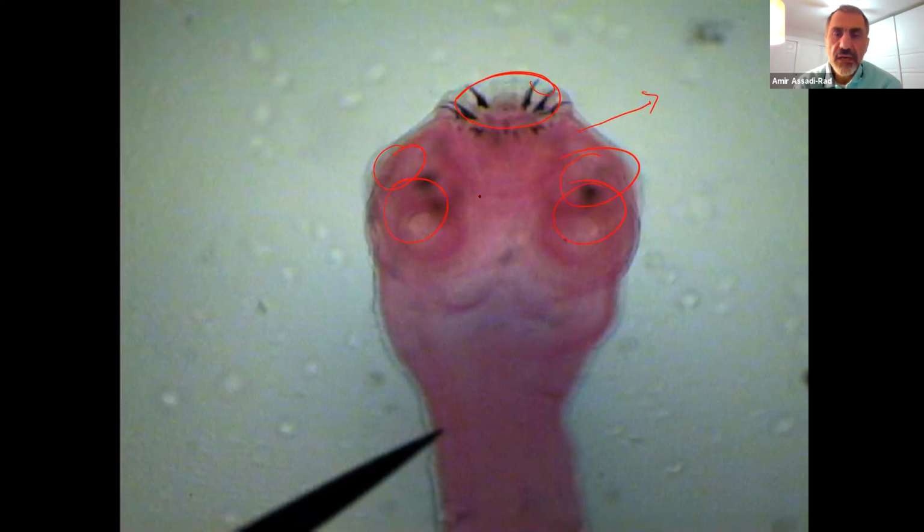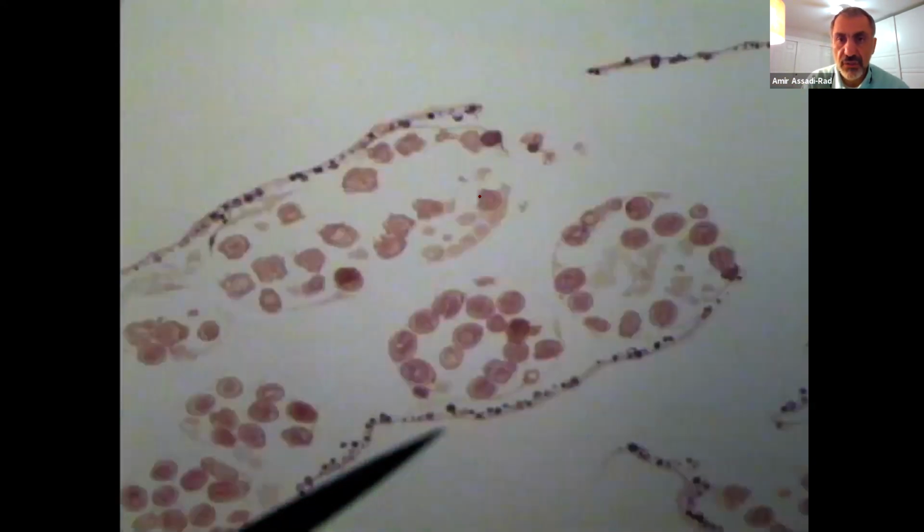Okay, this elevation right here is the rostellum. These are hooks. All of these are hooks, and this is the scolex. So this one, it could be either Taenia solium or Echinococcus granulosus. I'm not going to ask. Again, we're still talking tapeworms.